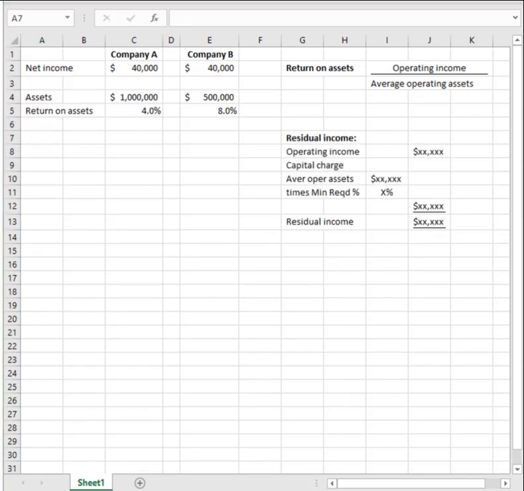Let's put that up here. So here's residual income. It takes operating income and subtracts a capital charge. The capital charge is calculated as the average operating assets times a minimum required return, expressed as a percent. And so you subtract that capital charge from operating income, and anything you've earned above the capital charge is called residual income.